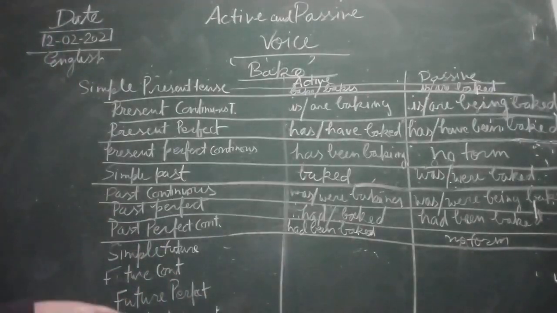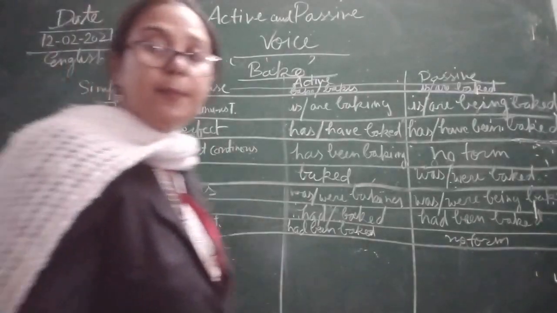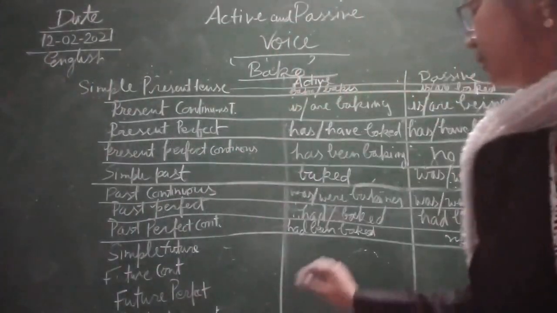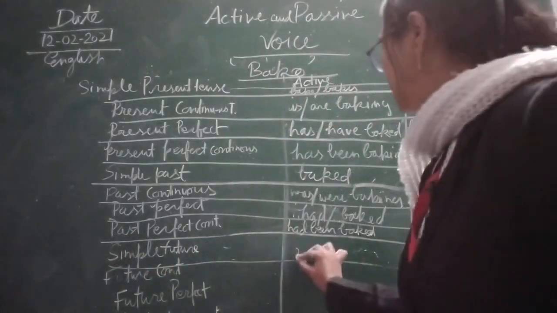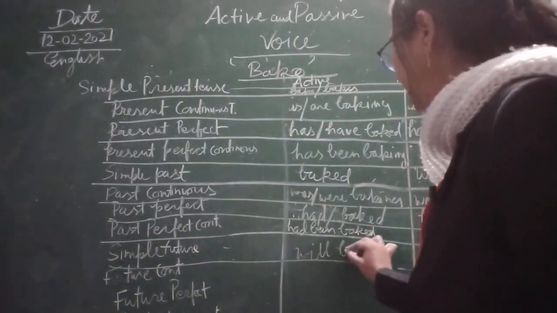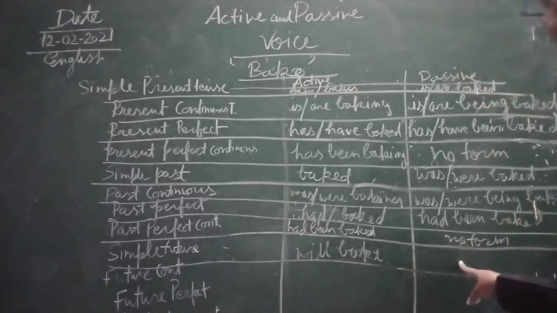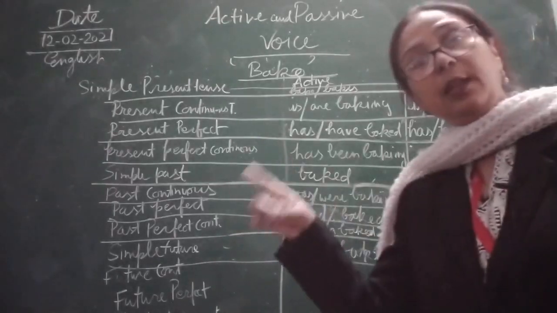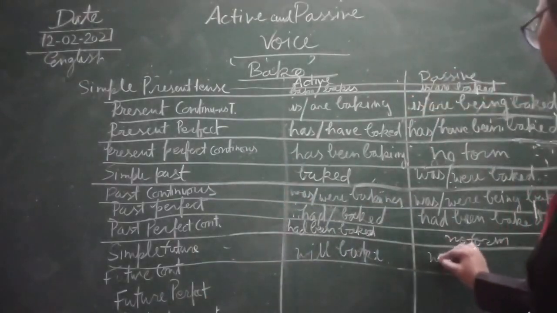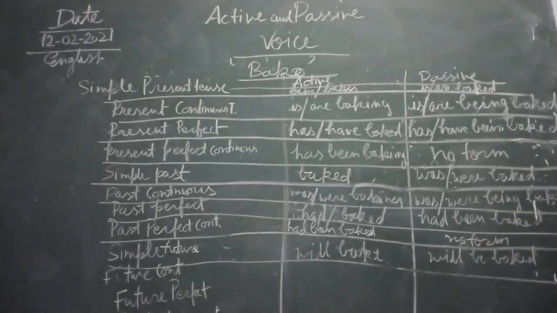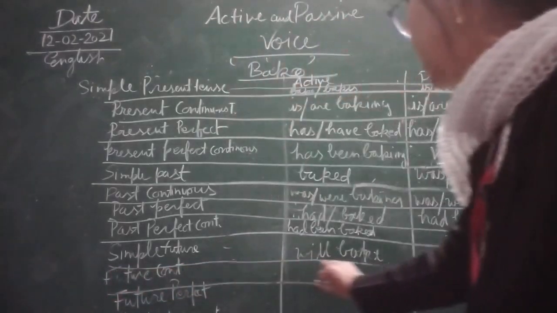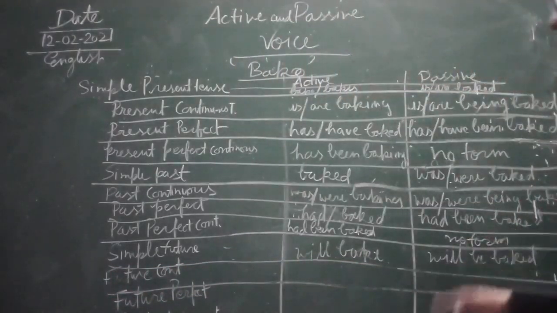Now simple future tense. Will bake, shall bake. This we will be using over here. Simple future tense, will bake in the active voice. And how will we write in the passive voice? Will be baked. For this table you can easily understand, because this is a very good table, I think.